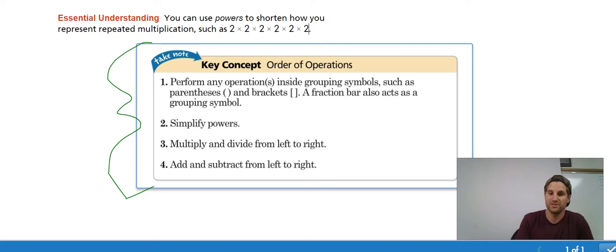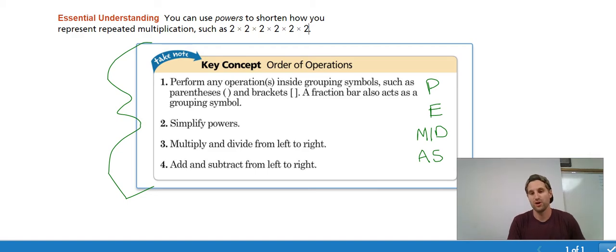Many of you would see this as, and I would recommend you write this down, P for parentheses, E for exponents, M/D for multiplication, division, and then addition and subtraction. A lot of times we call this PEMDAS. So PEMDAS is what we're going to be using. Okay. Now we can get into our first example.